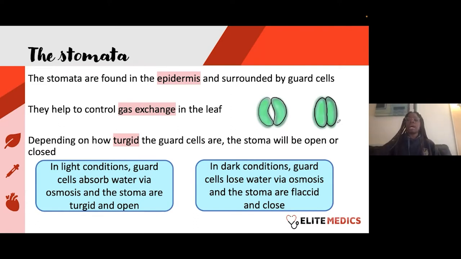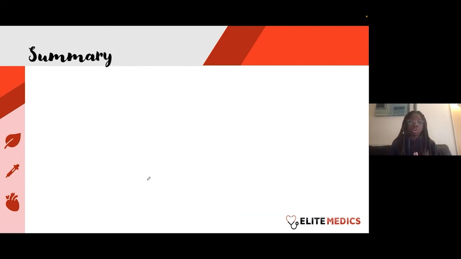But underneath that, we have the spongy layer, essentially the lungs of the leaf, where we have that gas exchange occurring. And then we get to the stomata, which are found in the epidermis, surrounded by the guard cells. They help control the intake and output of oxygen and carbon dioxide. And depending on the conditions, it will either be turgid and open or flaccid and closed. So turgid, think firm; flaccid, think soft. And that is how the gas exchange is controlled.